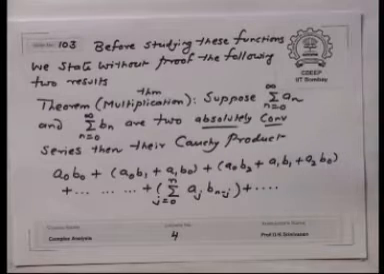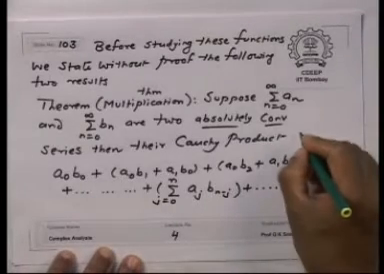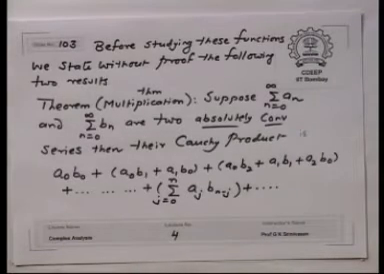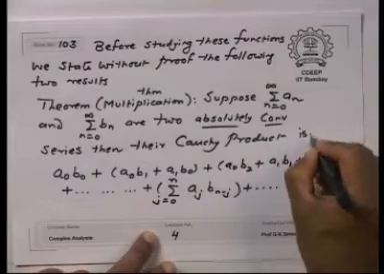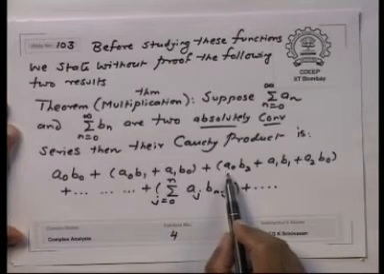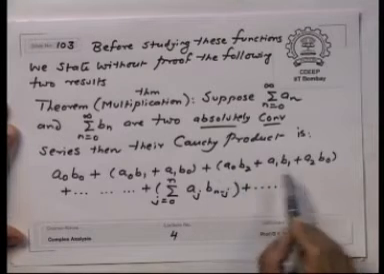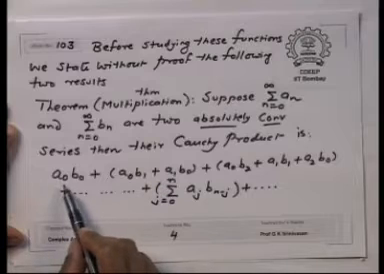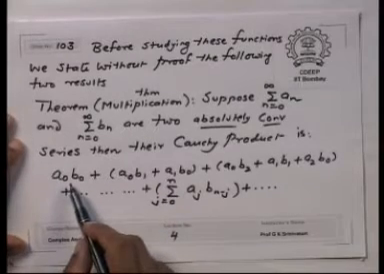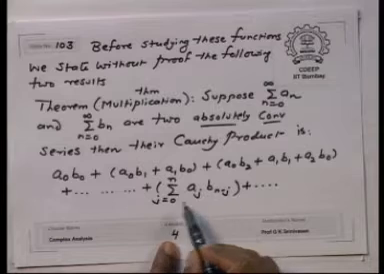The first is a result on multiplication of two series. Suppose sigma n from 0 to infinity a n and sigma n from 0 to infinity b n are two absolutely convergent series, then their Cauchy product is this series: a naught b naught, plus a naught b1 plus a1 b naught, plus a naught b2 plus a1 b1 plus a2 b naught. If you add the subscripts, it adds up to 2 for the third term, 1 for the second term, and 0 for the 0th term. For the nth term, counting as 0th term, first term, second term, it is the sum of aj b n minus j, the nth term of the Cauchy product.